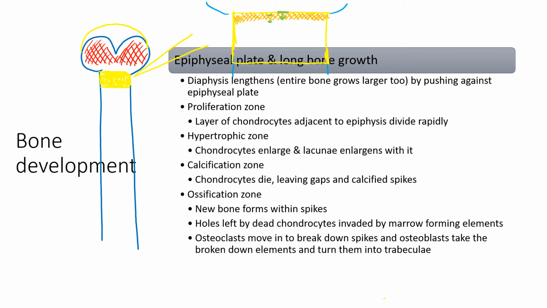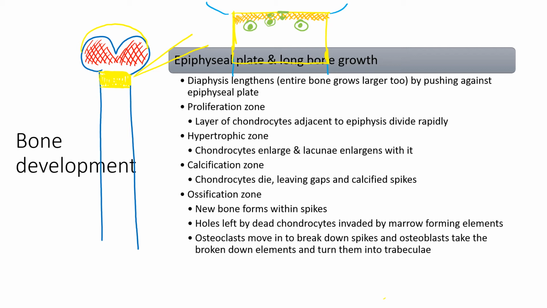So your chondrocytes start to get bigger, and the lacunae around them also get bigger. So this one had a teeny little lacuna. This chondrocyte has a big old lacuna. I'm just going to draw a couple for the sake of time.